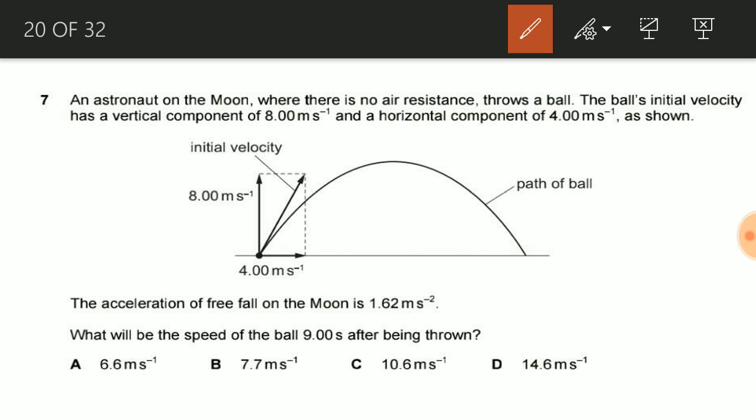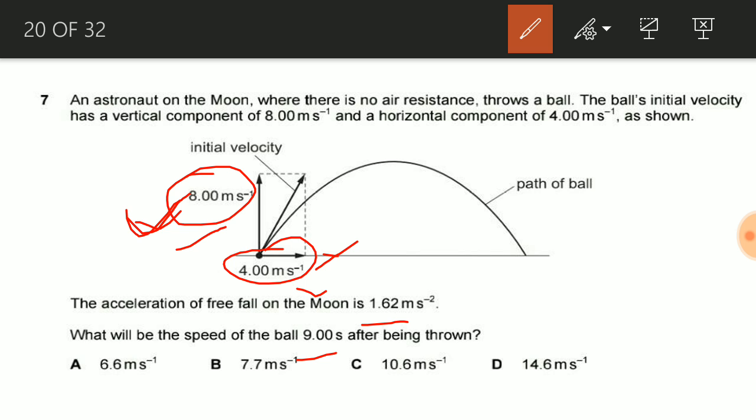In this question, the initial velocities along the x-axis and y-axis are given. This is for the x-axis, this is for the y-axis. Now we need to find the speed after 9 seconds. This experiment is carried out on the surface of the moon, because of that the acceleration is 1.62 meters per second squared. Now we need to find the final velocity of each axis, because the final velocity of the x-axis will be the same. The x-axis velocity will not change.